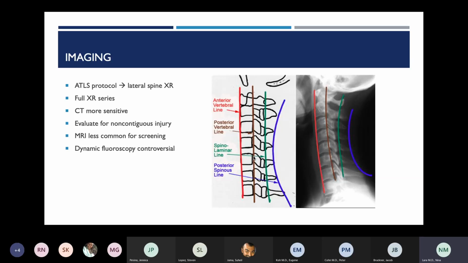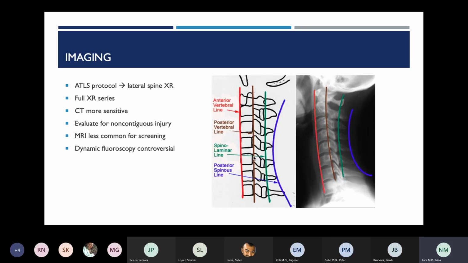You want to look for the relationships on X-ray on a sagittal view of the cervical spine. You want to look at the anterior vertebral line, posterior vertebral line, spinal laminal line, and posterior spinous line. And these are just baseline radiographic measures or lines to look at to initially start with your workup and see if there's any instability of your cervical spine.